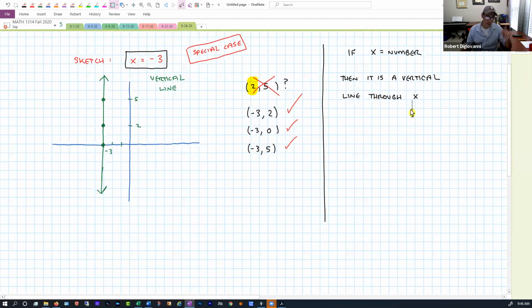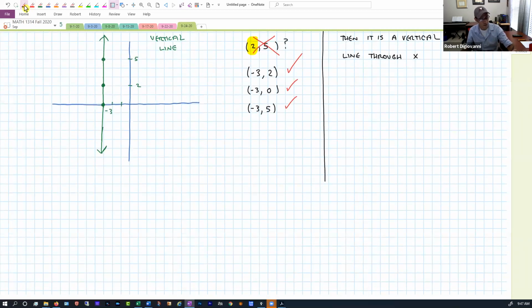Okay, well, obviously, if we have a special case for a vertical line, then we're probably going to have a special case for a horizontal line also. So that would be the next special case. So let's take a look at that.